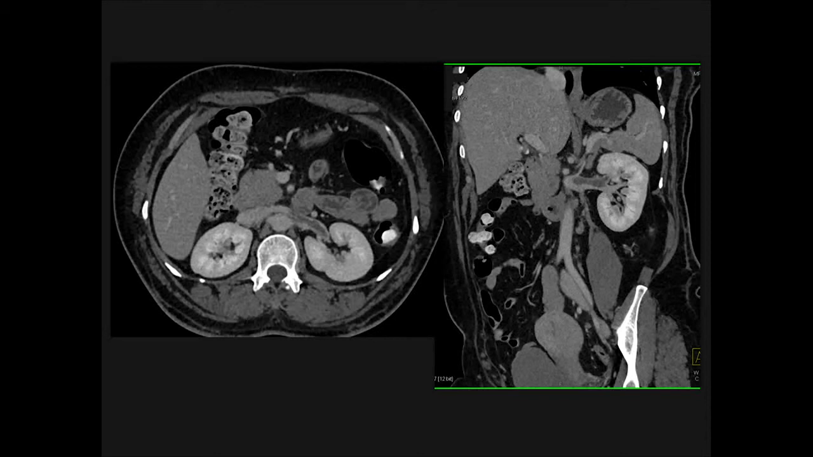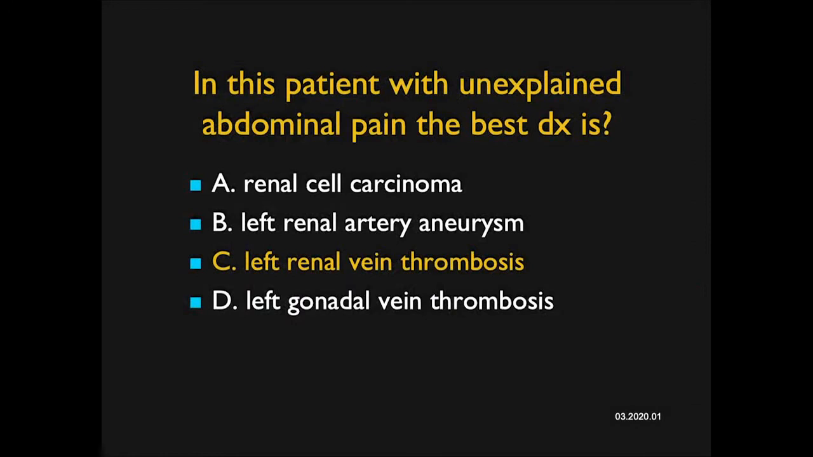I don't see a mass, so it's not a renal cell carcinoma. Obviously, carcinomas invade into the renal vein, or they can. There's no renal artery aneurysm, and I don't see the left gonadal vein at all, or I do see it. But the key finding is the non-occlusive thrombus in the left renal vein. Renal vein thrombosis can be due to tumors, hypercoagulable states, dehydration, vasculitis, and so on. Just a very nice example.